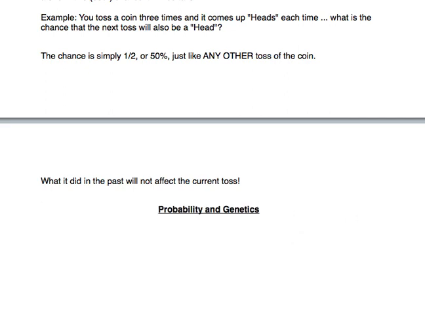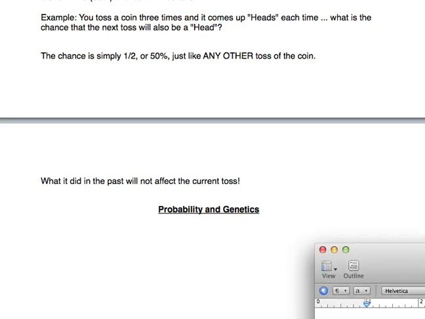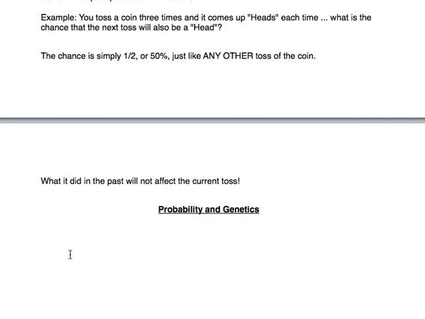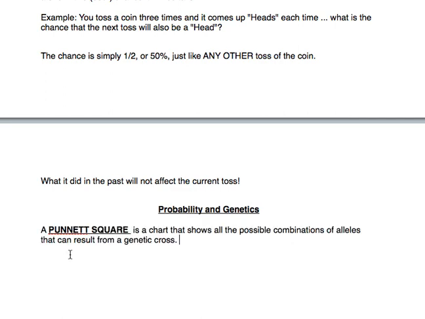Okay, the first thing we're going to talk about is something we worked on a little bit on Friday. I know you read this section already, so hopefully you are beginning to understand what this term means, but we're going to talk about Punnett squares. A Punnett square is a chart that shows all the possible combinations of alleles that can result from a genetic cross. And if you look at all those possible combinations and put them into a number format, you can figure out the probability of a certain outcome.